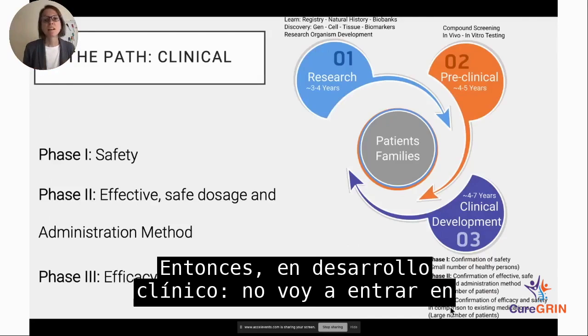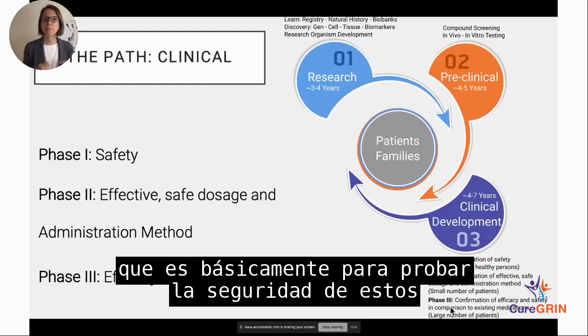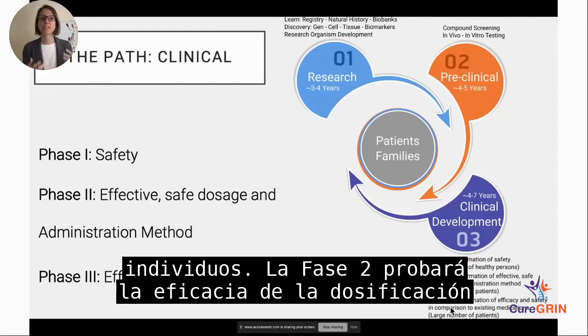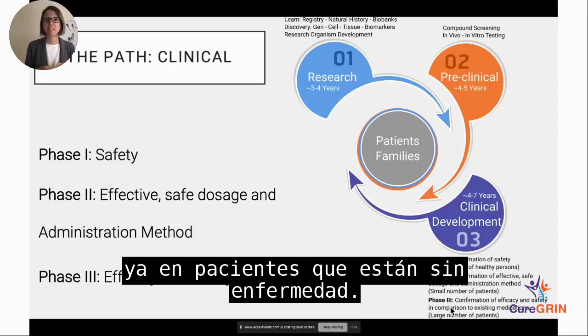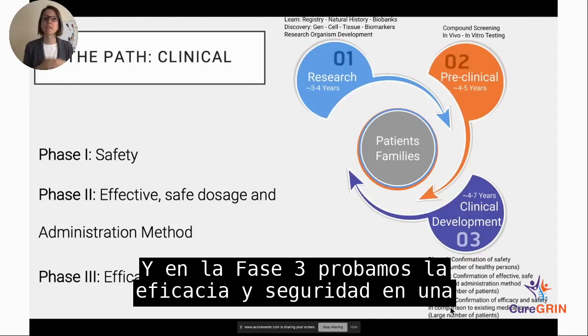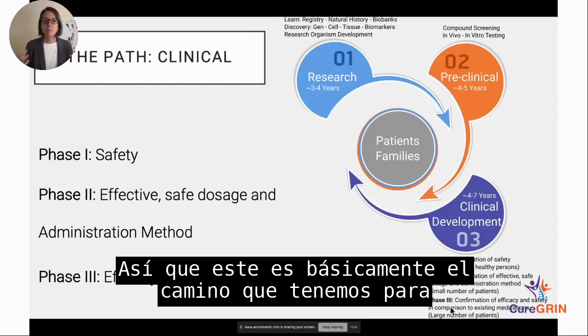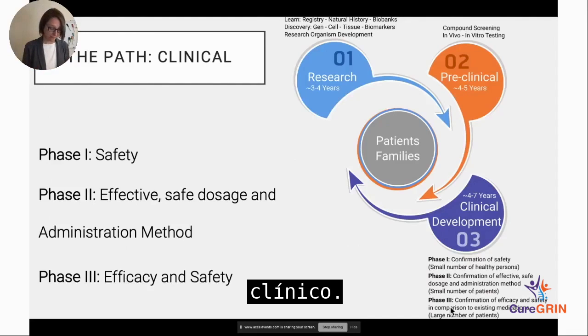So in clinical development, I'm not going to go into detail in the different phases, but phase 1 is basically to test the safety of this drug in a very small healthy population, 20 to 80 individuals. Phase 2 will test the effectiveness of the dosage and method of administration. That is performed in phase 2 already in patients with that disease. And in phase 3, we test the efficacy and safety in a bigger population that should be around the thousands. So this is basically the path that we have to push a drug or a compound into clinical development.